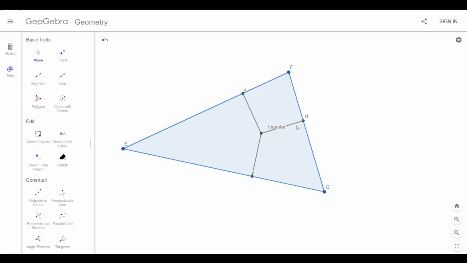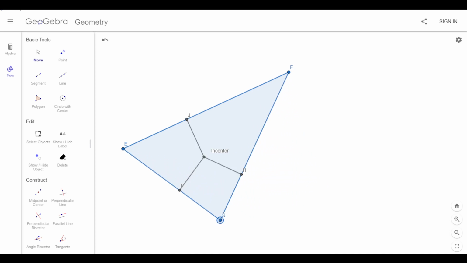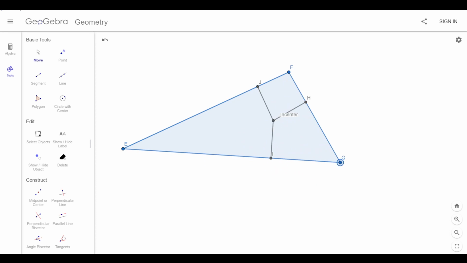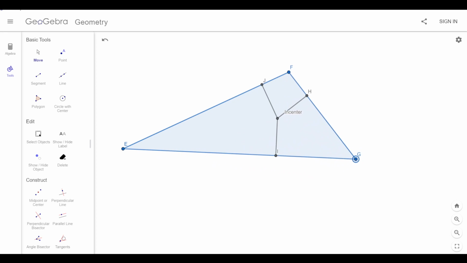So look at all three of these. Remember what I said? If I wanted to, I could move this triangle around and look at all three of those little line segments that I drew. What do you think is going to be true about them? Do you think one's longer than the other? Do you think they're all equal to each other? Right, because it says it's equidistant.